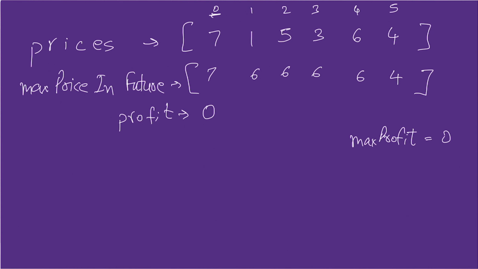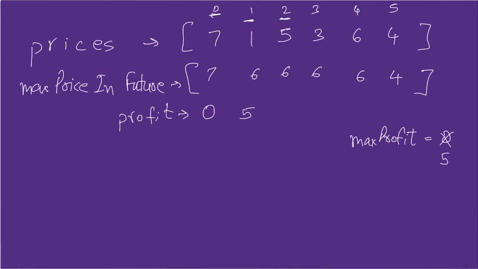Now let's move on to the first day. Here, if you buy a stock at price 1, we know we can sell it in the future for a price of 6, which gives you a profit of 6 minus 1, which is 5. Now 5 is definitely larger than the max profit we know so far, so we update our max profit to be 5.